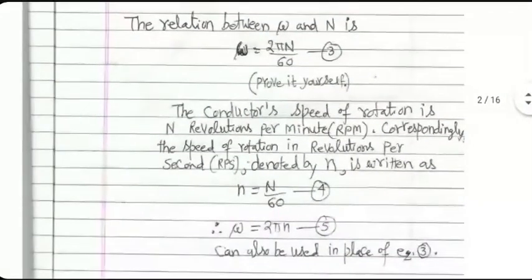You can always write small n as capital N divided by 60, and then you can write omega as 2 pi multiplied by small n. That's another way of doing the same thing.